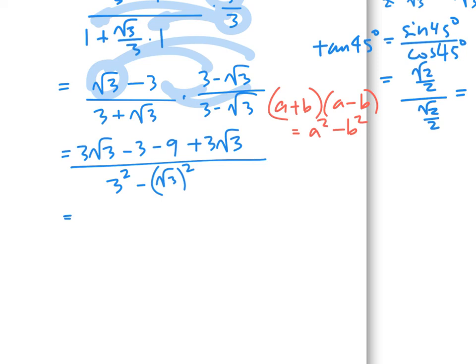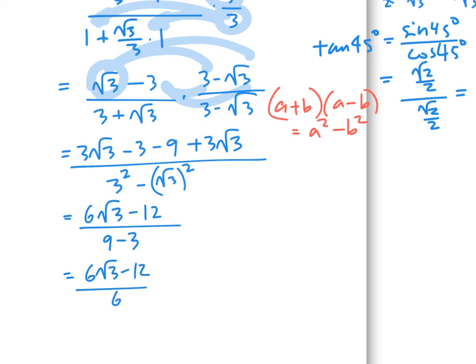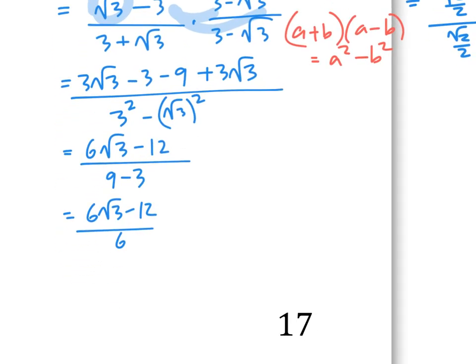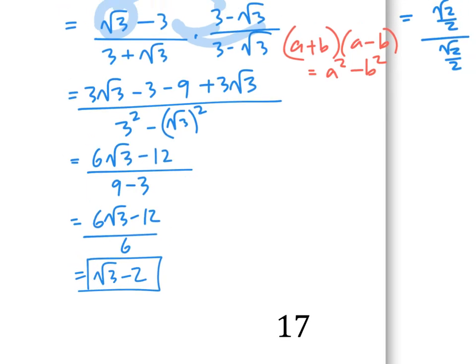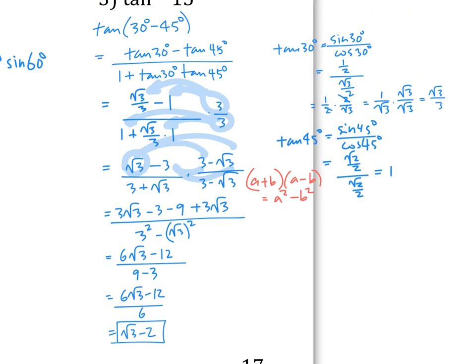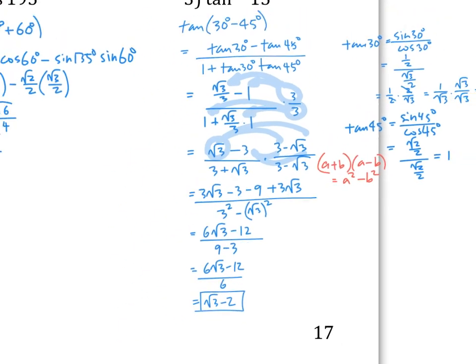All right, so combine like terms. 3 root 3 has another 3 root 3 there, so that's going to be 6 root 3. Minus 3 minus 9 is minus 12. In the denominator, 9 minus 3. All right, simplify some more. We're almost there. This is over 6. Every single term has a 6 to cancel, so this becomes root 3 minus 2. We're finally done. Tangent questions are the longest ones because there's just so much work to do. So please do them carefully so you can get them all right.